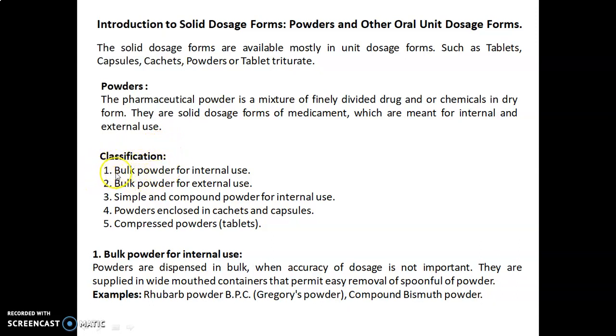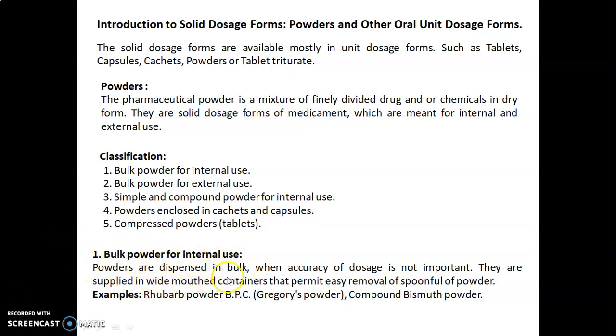Classification of powders: bulk powder for internal use, bulk powder for external use, simple and compound powder for internal use, powders enclosed in cachets and capsules, and the fifth one, compressed powders, that is tablets, that are also known as tablet triturates. So first we will discuss the bulk powder for internal use.